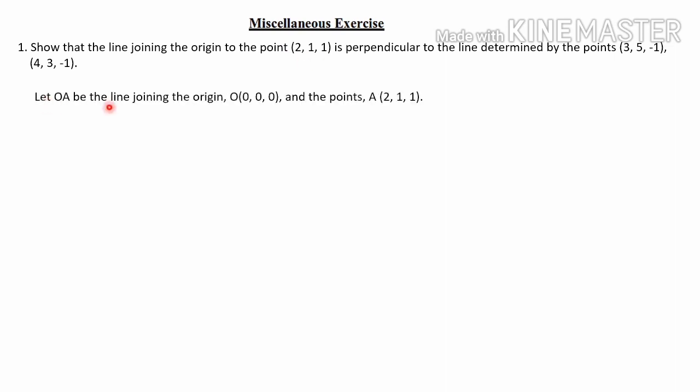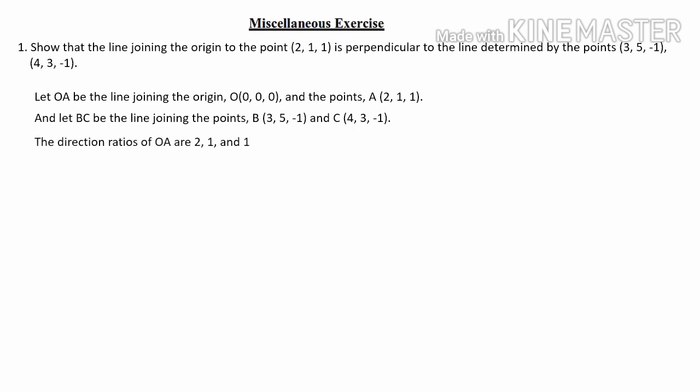So let OA be the line joining the origin O(0, 0, 0) and the point A(2, 1, 1). So let's find out the direction ratio of this one, and again we have to go for another line's direction ratio also. For that let's take this as B and another one as C. So the point B is 3, 5, minus 1 and C is 4, 3, minus 1. So then go for finding out the direction ratios of the first line.